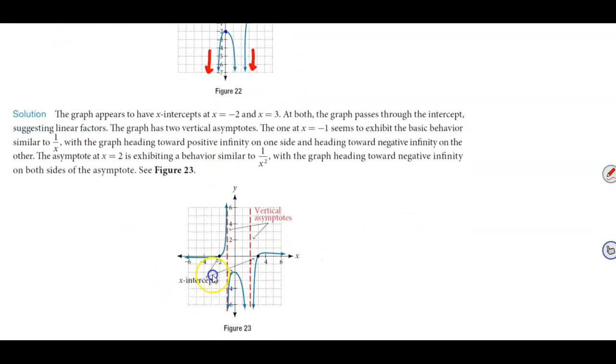So here we can take a look at this. Here we have our two vertical asymptotes. One of them is at -1, the other one is at 2. We have our two x-intercepts at -2 and 3, and we also have our y-intercept at -2.